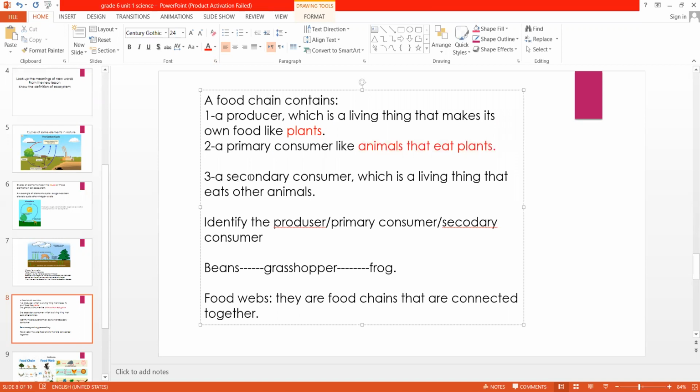Number 3, a secondary consumer, مستهلك ثانوي, which is a living thing that eats other animals. So, it's a living thing that eats other animals اللي هو secondary consumer. So, a producer like plants, a living thing that makes its own food, a primary consumer like animals that eat plants, and a secondary consumer that's a living thing that eats other animals. Food webs identify the producer and the primary consumer and the secondary consumer.